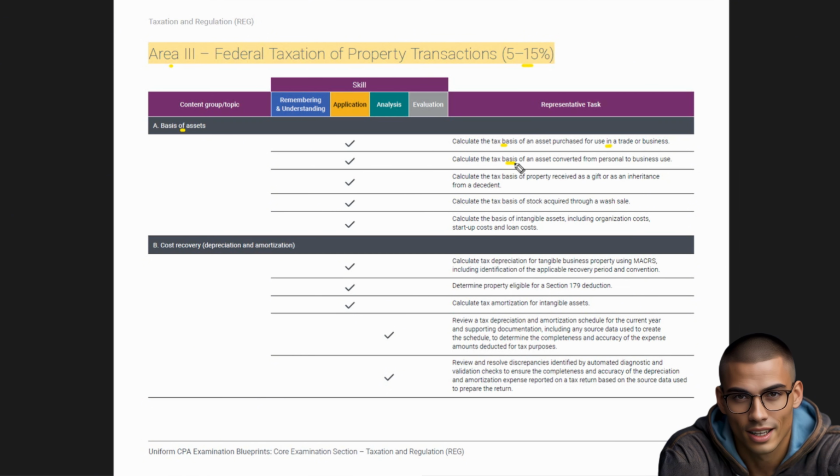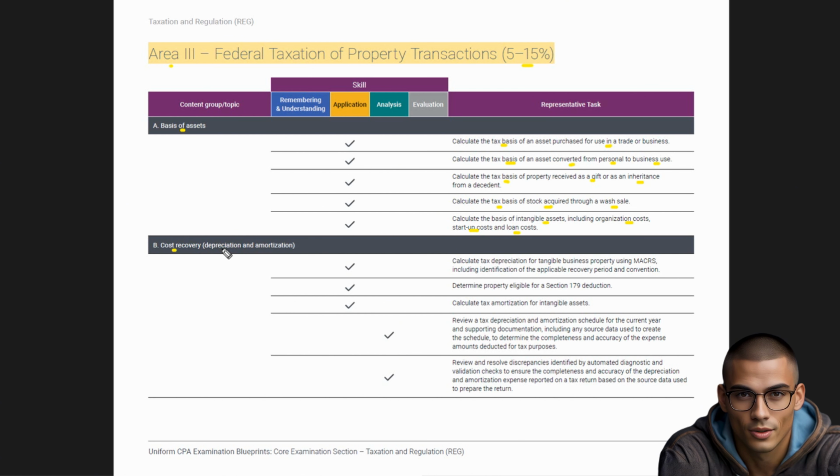You'll need to be able to calculate the tax basis of an asset that's converted from personal to business use. You'll need to be able to calculate the tax basis of property received as a gift or as an inheritance. You'll need to be able to calculate the tax basis of stock acquired through a wash sale, and you'll need to be able to calculate the basis of intangible assets, including organization costs, startup costs, and loan costs.